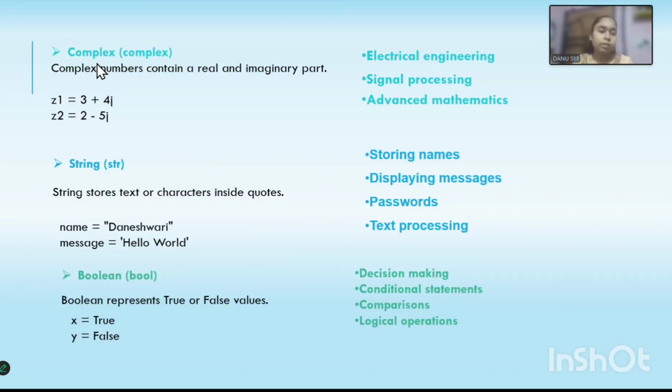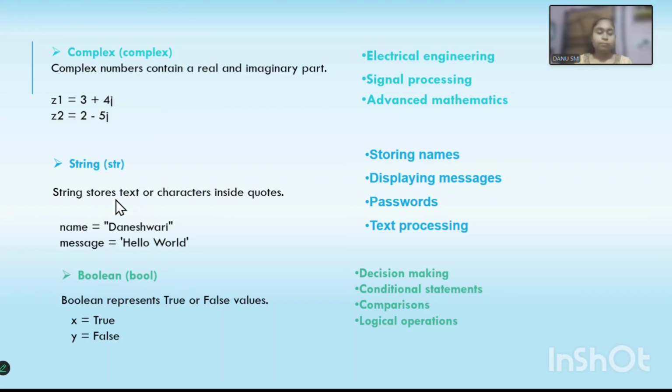The next data type is complex. Complex numbers contain a real and an imaginary part. Example, z1 equals 3 plus 4i, z2 equals 2 minus 5i. This i is the imaginary value. This complex data type is used in electrical engineering, signal processing, and advanced mathematics.